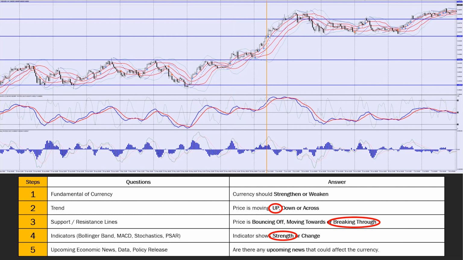The next trade here is a lot better. You'll see that it's gone up. Same thing, currency strength on the fundamentals, trend very clearly going up, price breaking through the resistance level. Indicators, it's okay, it's not outside of Bollinger Band. MACD, look at that strength on the slow one, look at MACD strength on the fast one, that'd be a great trade.